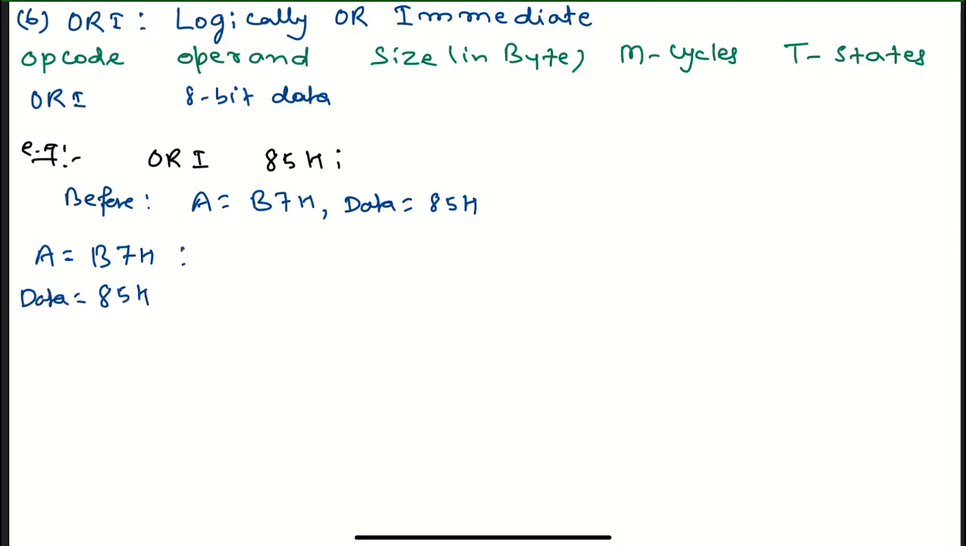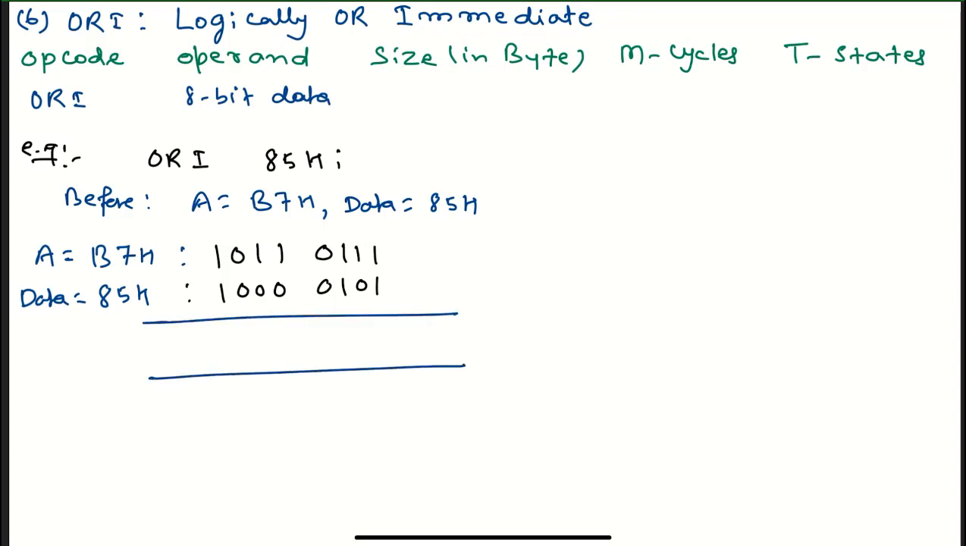85H. So B means 11, so it will be 1011, and 7 can be written in the binary pattern as 0111, and this 85 will be 1000 for the 8, and 0101 for the 5. So now we need to perform the logical ORing operation.